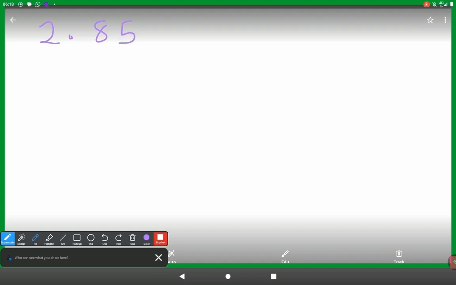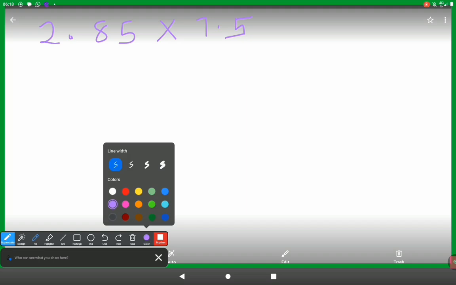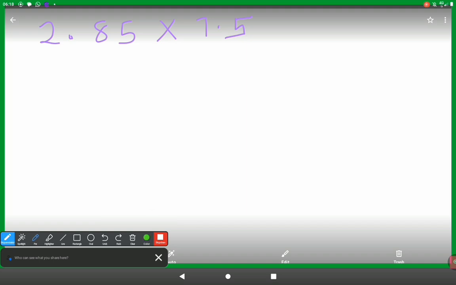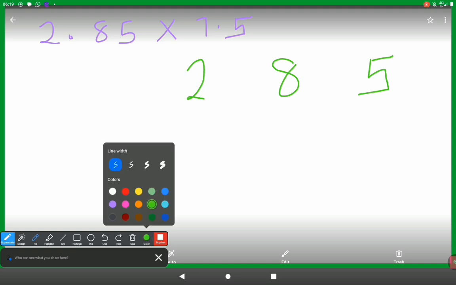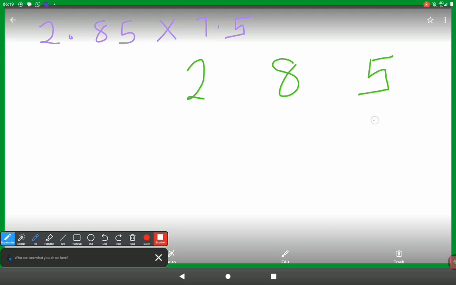2.85 multiply by 7.5. Alright, just like I said earlier, you're going to take away the decimal point, write it as whole numbers. That will be 2, 8, then 5. After that, you take the second one, which is 7.5, you remove the decimal point as well. That will be, you start from the ones, 5 and 7. Then you put your sign of multiplication.